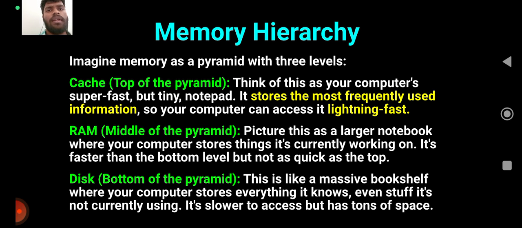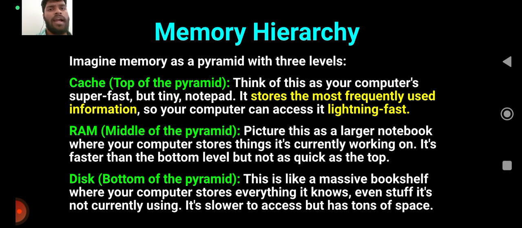And the RAM, that is main memory, is in the middle of the pyramid. Picture this as a larger notebook, where your computer stores the things that it is currently working on. That is, if you want to execute any program, we have to load it into the main memory. It's faster than the bottom level but not as quick as the top. That is, it's faster than the secondary memory but not as fast as the cache.